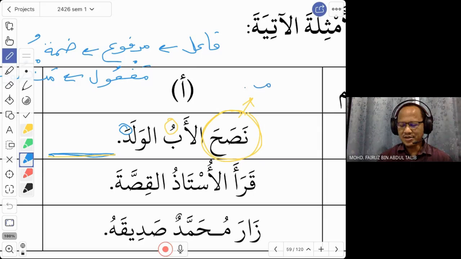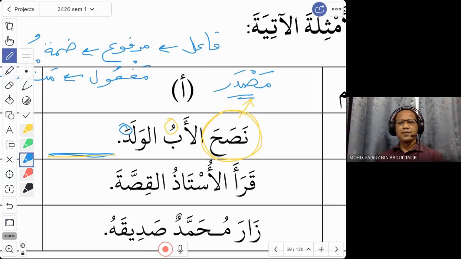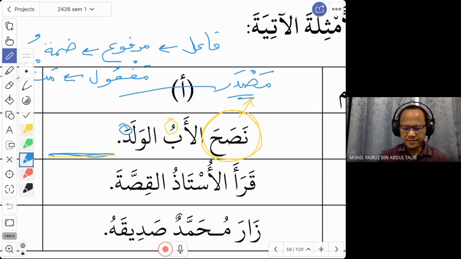Here we need to apply the lesson masdar that we have learned. So you need to find the masdar of nasoha. What is the masdar of nasoha? You put that masdar here. Then by having this masdar, the meaning will be like "truly he has," so it's like saying indeed he has done that.